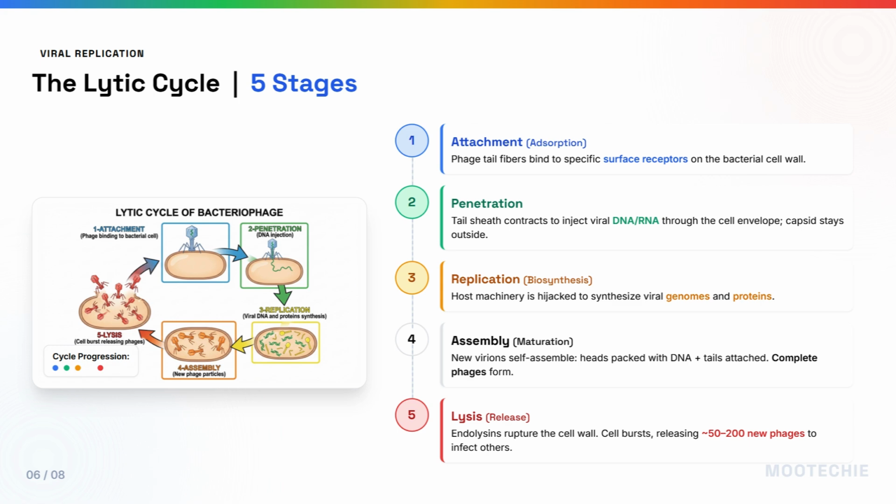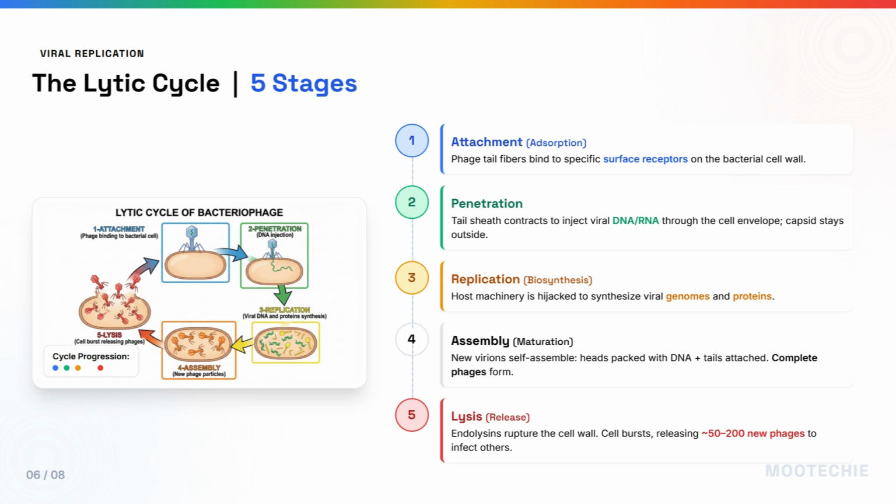And fifth and finally, lysis or release. Phage enzymes called endolysins are produced, which rupture or degrade the bacterial cell wall from within. The cell bursts open, or lysis, releasing typically between 50 to 200 new phage particles, now ready to go and infect neighboring bacteria. But not all infections are immediately destructive.